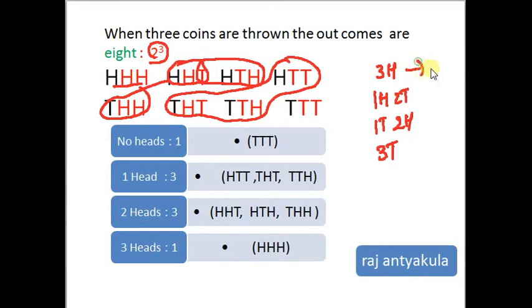3 heads appears how many times? 1 time. 1 head and 2 tails appears how many times? See here, 1 head and 2 tails appear 1, 2, 3, 3 times. 1 tail and 2 heads appears how many times? 3 times. 3 tails means no heads appeared 1 time. Okay. So total 8 cases.